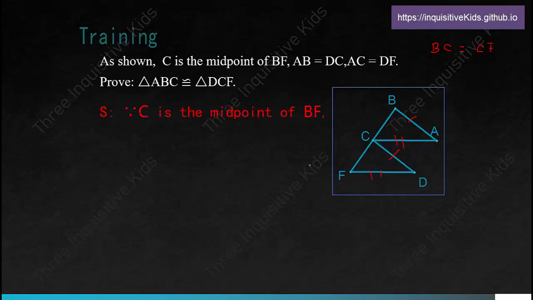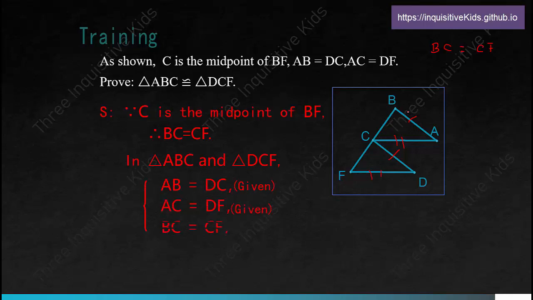Here's the solution. C is the midpoint of BF, which means that BC is equal to CF. And in triangle ABC and triangle DCF, AB is equal to DC, that's given. AC is equal to DF, that's also given. And BC is equal to CF, that's proved. So that means that triangle ABC is congruent to triangle DCF because of SSS.